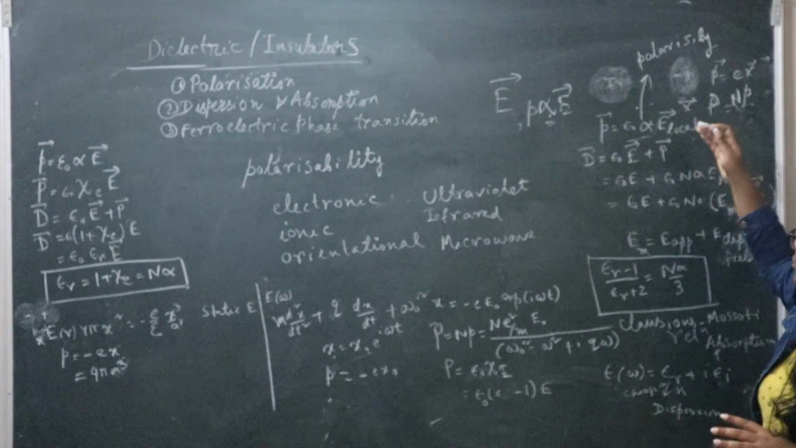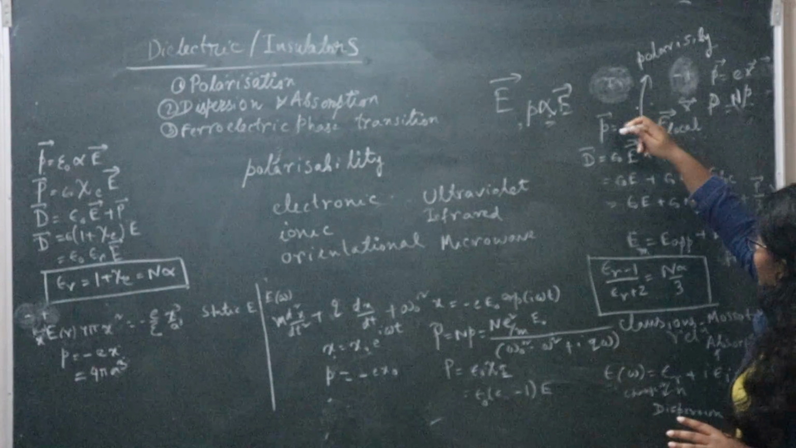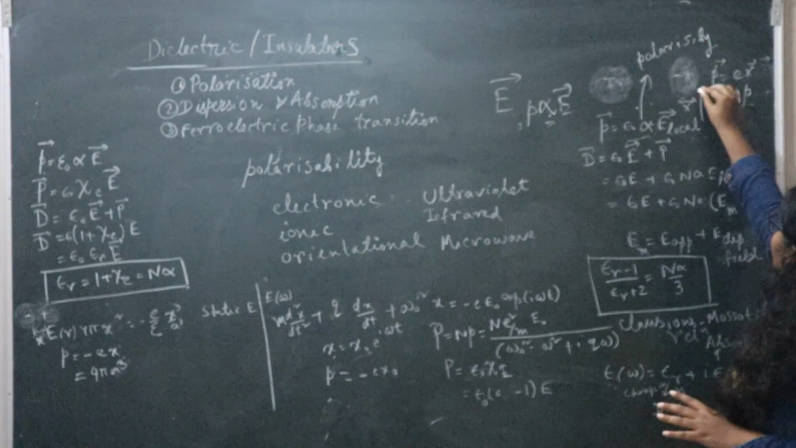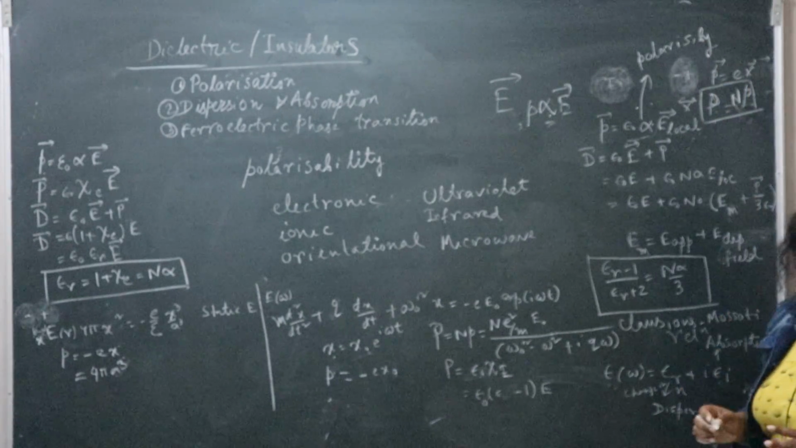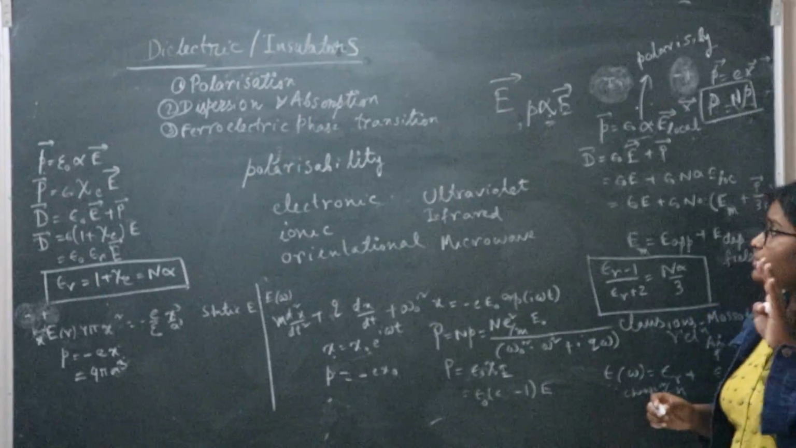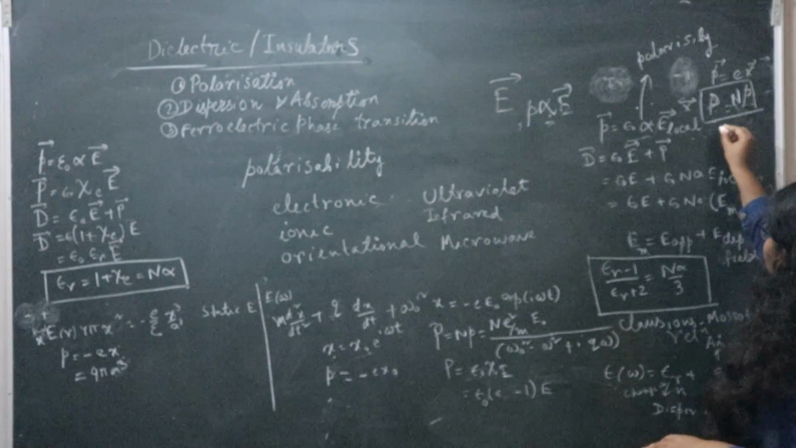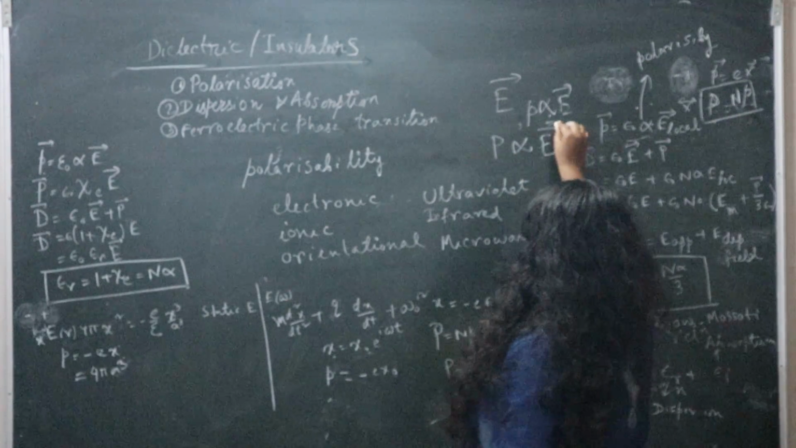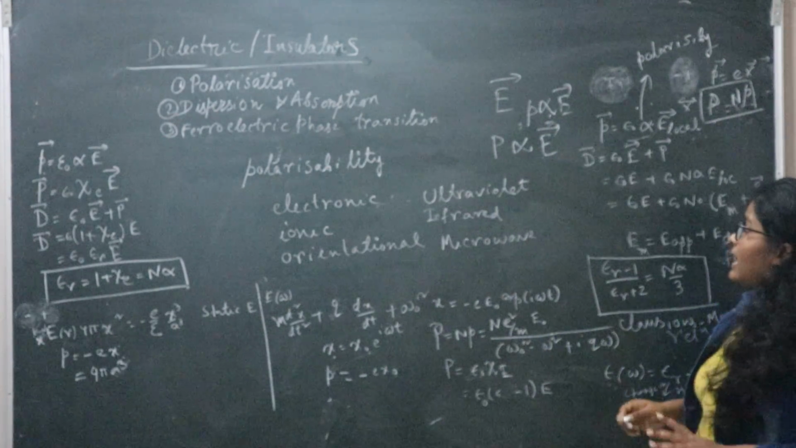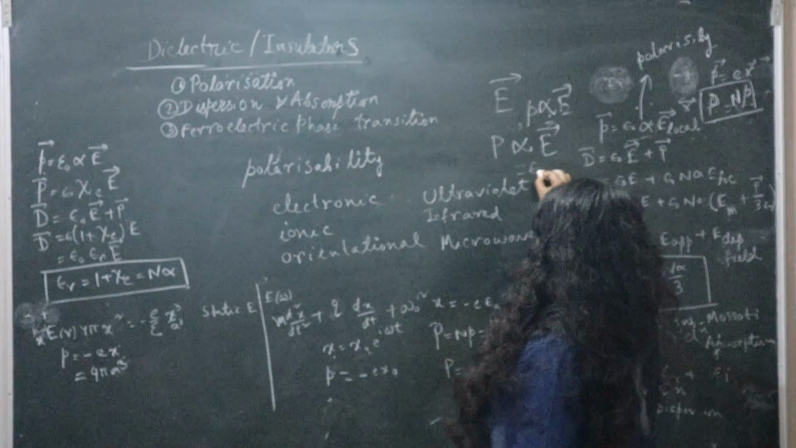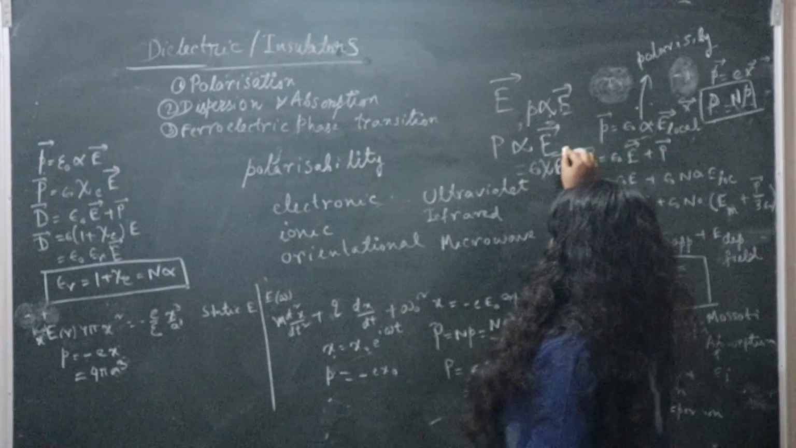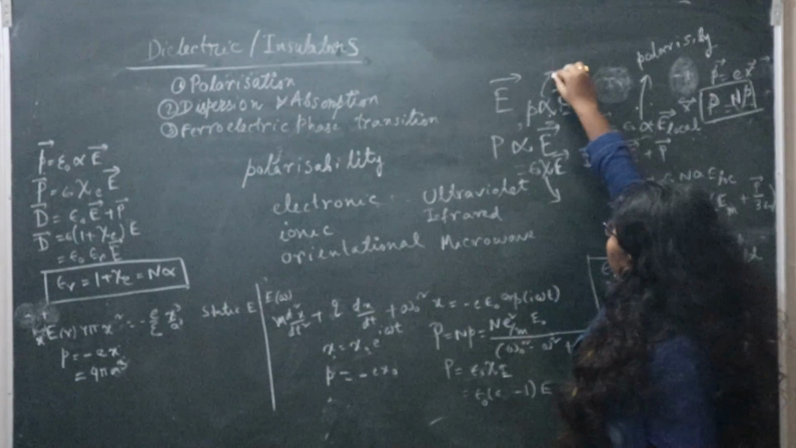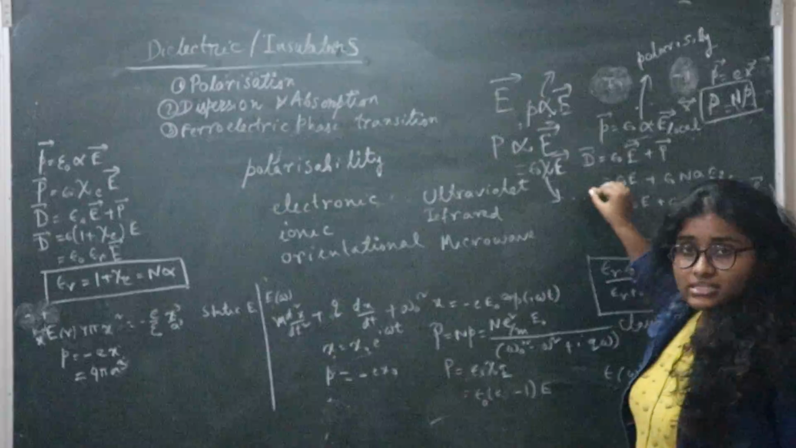Next, I have also told you that the dipole moment is p, and the macroscopic polarization is N times p, where N is the number of atoms or molecules per unit volume. So my polarization is also linearly proportional to the external electric field I have applied, and here I introduce the proportionality constant epsilon naught chi e. This is called the electric susceptibility.